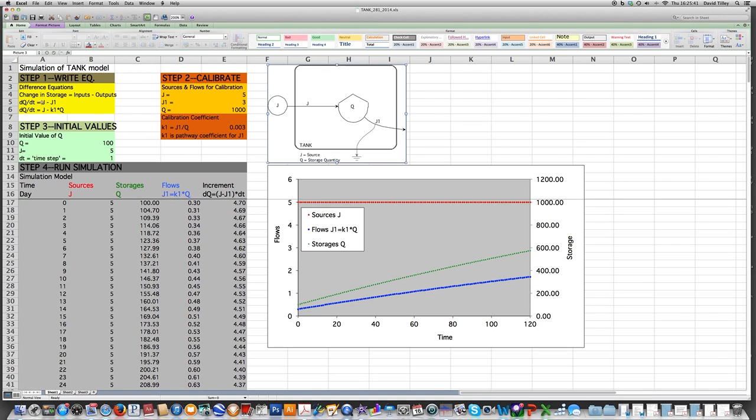And we're actually going to assume the same equations, which we see here. In step one, write the equations. So the difference equation that we're going to use to simulate is that dQ/dt equals J minus K1Q.